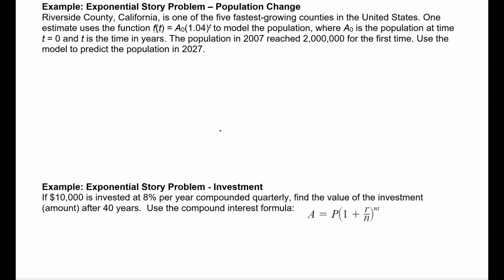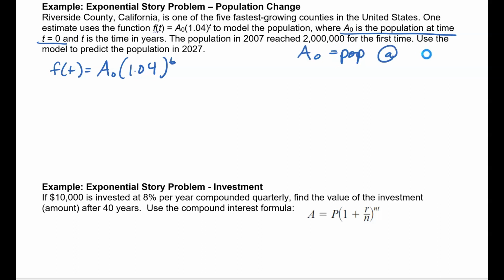So this first one: Riverside County, California, is one of the fastest growing counties in the United States. One estimate uses this function, so I'm just going to write this down. f(t) = a₀(1.04)^t to model the population, where a₀ is the population at time 0. So a₀, the population at the time the model began, is what that means.